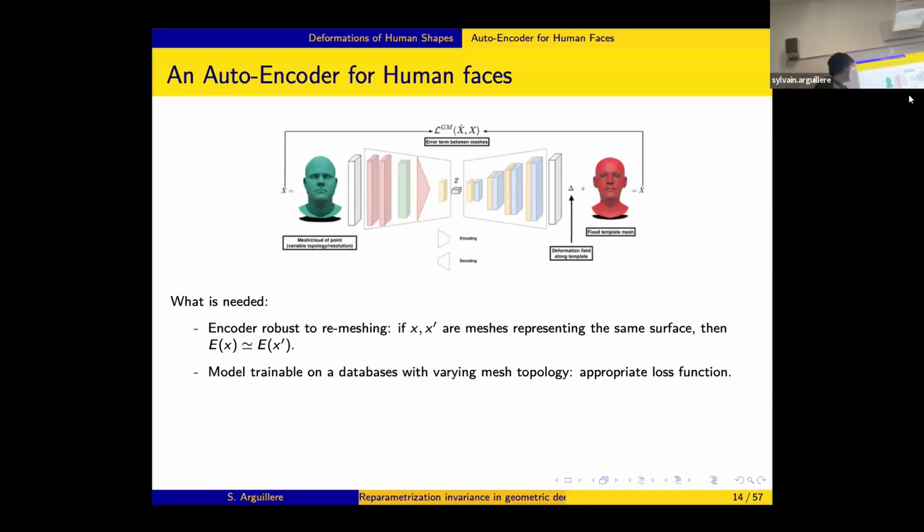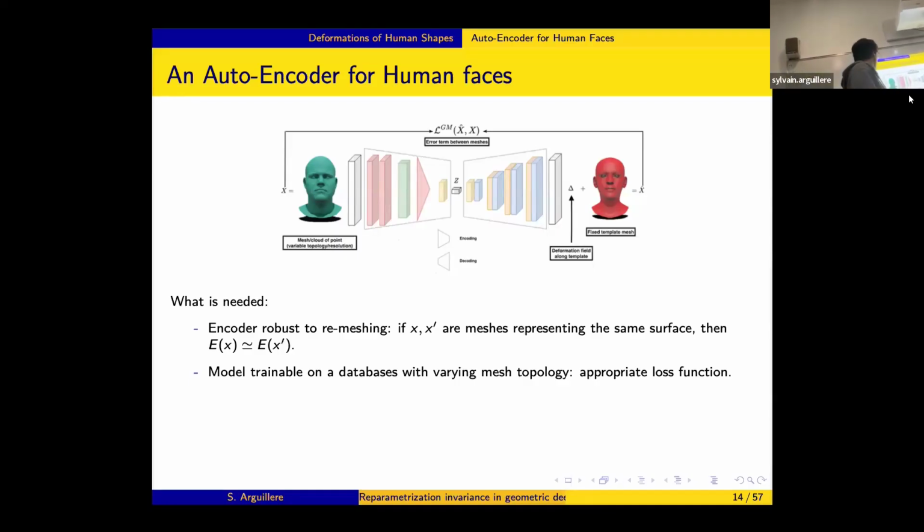So the idea was, okay, first I need my encoder part, which takes my face into some R^n vector space. I need it to be robust to remeshing. Not only can it take as input any mesh structure, but it should also be robust to remeshing, meaning if you have two meshes that represent the same continuous surface underneath, then the value of the latent code should be as close as possible.